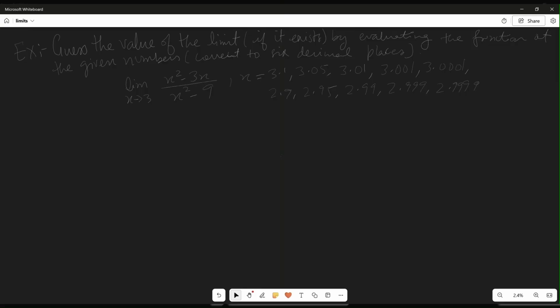First, since we've been asked specifically to plug in the values to find the limit of this function, as we already know at x equal to 3, this function is undefined. So just to make my life a little easier, I'm just going to simplify this expression so it's easier to plug in the values. Let me simplify this expression real quick.